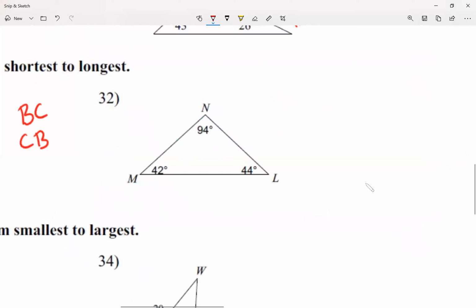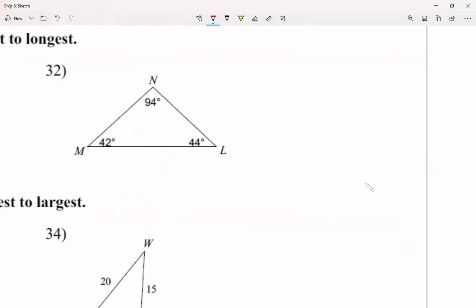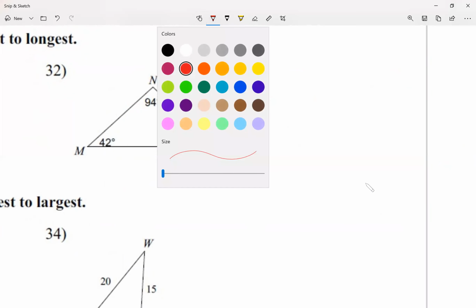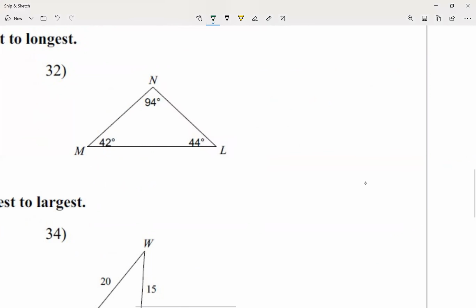All right, let's take a look at number 32. The smallest side, let's see, I'm going to compare my angles. The smallest angle that I see is 42. So this is the smallest side, right? The smallest angle is opposite to the smallest side. Now I can call that NL or LN, right? You don't have to do all choices. In my case, let me choose NL, right?